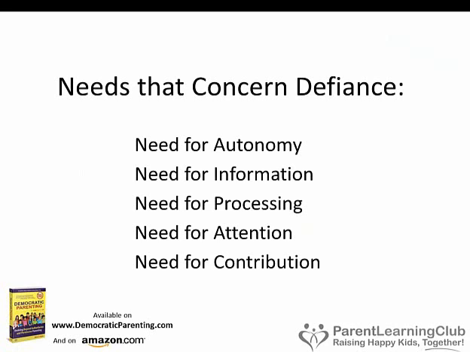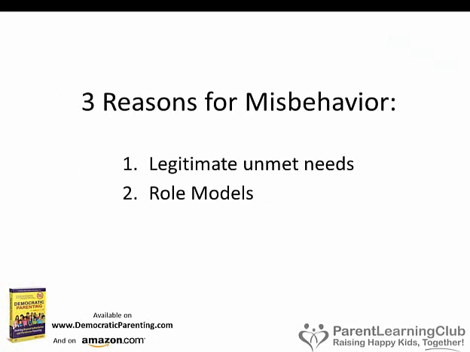Okay, so it's really important just to keep that in mind, that when our children do act defiant, oftentimes they're trying to tell us that they're missing something. They have these unmet needs that are missing. So that's just one of the 3 reasons that children will act defiant or misbehave: unmet needs. The next one that we will discuss are role models.